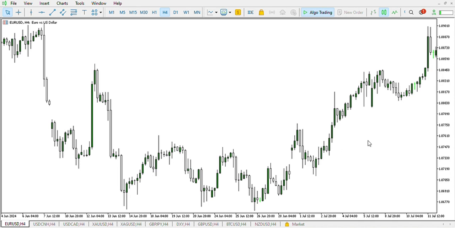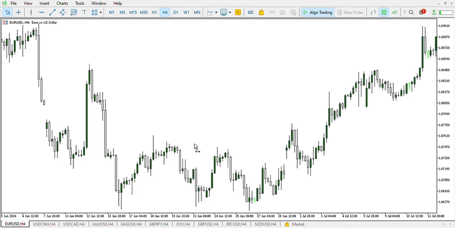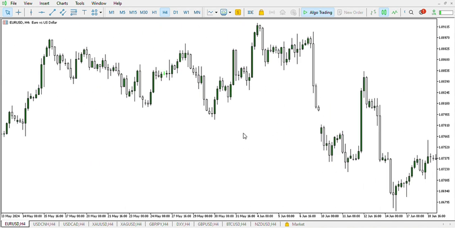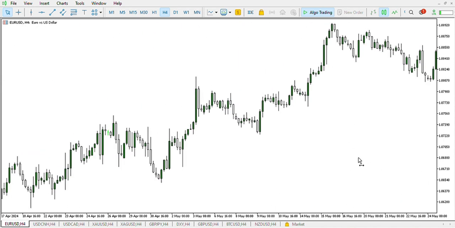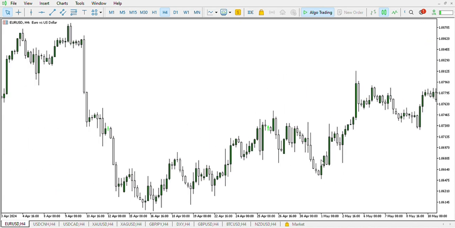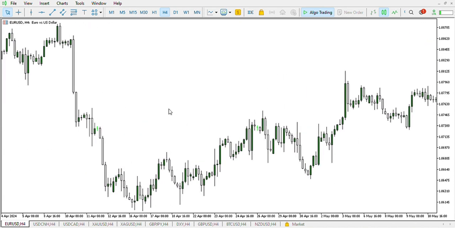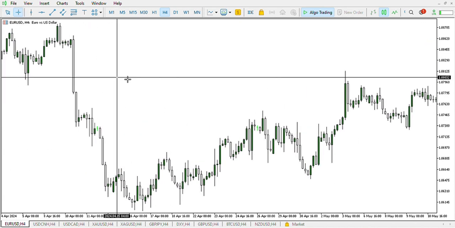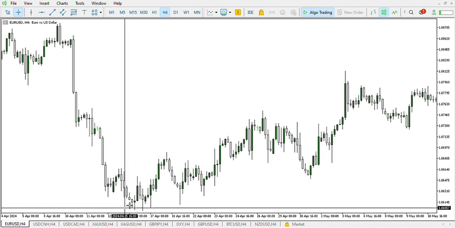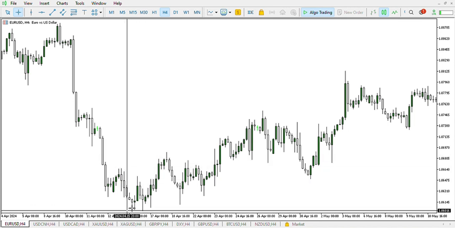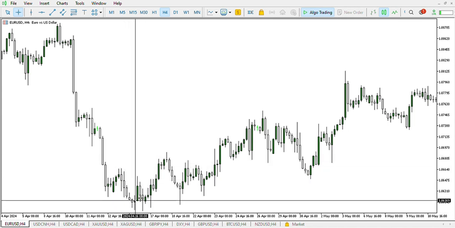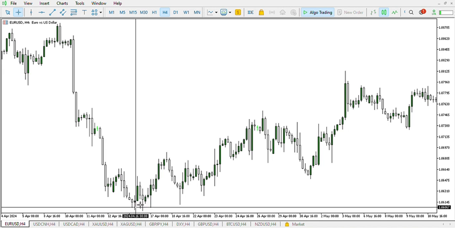As you can see here on EURUSD, right here before us, we have a bullish market structure. We have a bullish cycle. Here is the lowest point, which we can term as the low. Here we have a higher high. Here we have a higher low. And here we have a higher high.